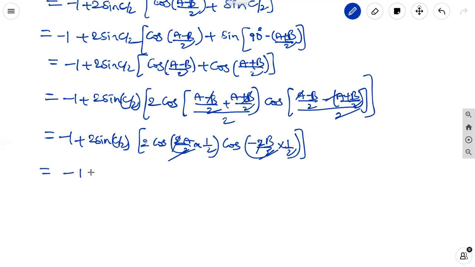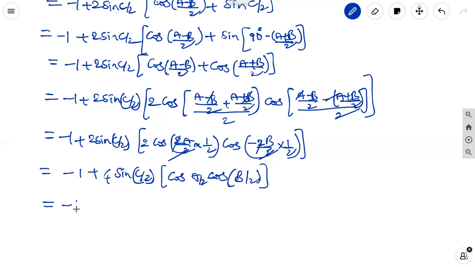It is equal to minus 1 plus 2 times 2, which is 4, sin C by 2 times cos of A by 2 times cos of B by 2, since cos of minus theta is plus. So this is equal to minus 1 plus, in angle order, 4 cos A by 2 cos B by 2 sin of C by 2.